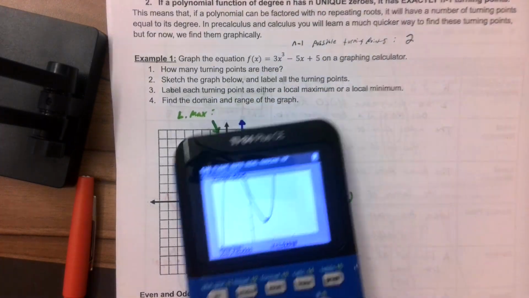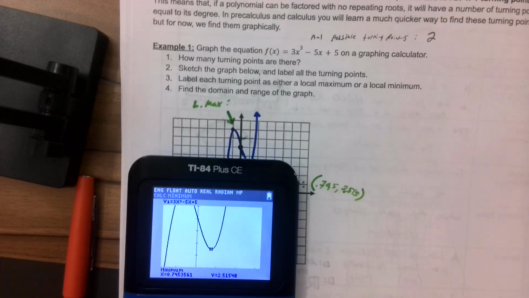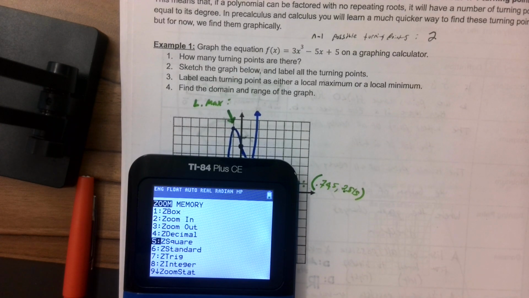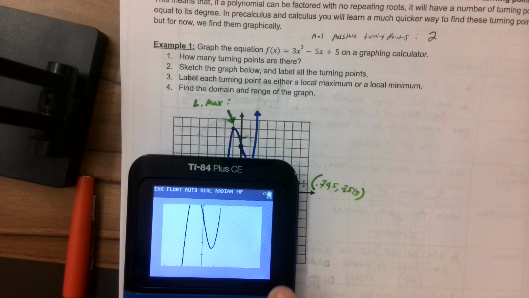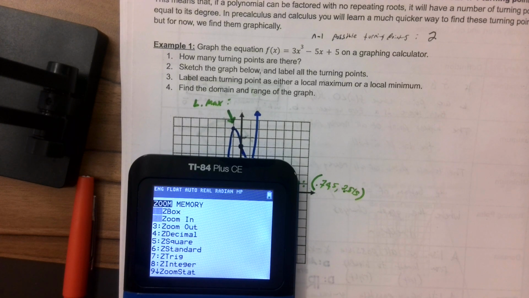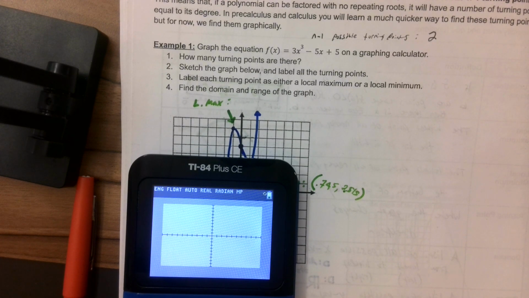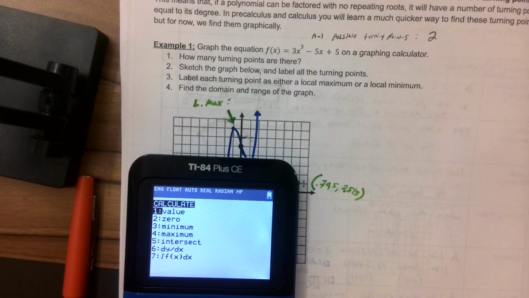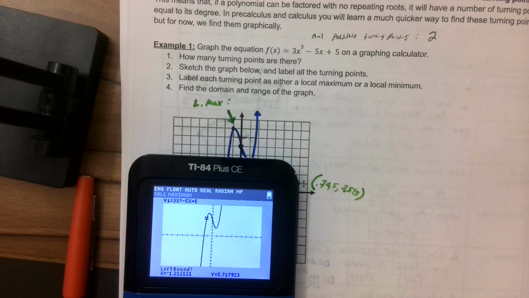The local maximum, the place where it reaches its highest peak, we will find the same way. So let me go back to my standard zoom. Whoops, clicked on the wrong one. Let me go to my standard zoom, just so we can see the graph again. And let's find the local maximum. We go second, calc, and we find the maximum. We go to the left, we go to the right, we click enter, and there's our local maximum.